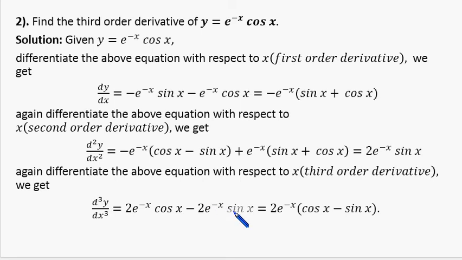You can keep sin x as it is, so therefore plus into minus, minus 2 into e^(-x) sin x. We take the common factor 2 e^(-x), that is cos x minus sin x. So therefore the third order derivative of y is equal to 2 e^(-x) into cos x minus sin x.